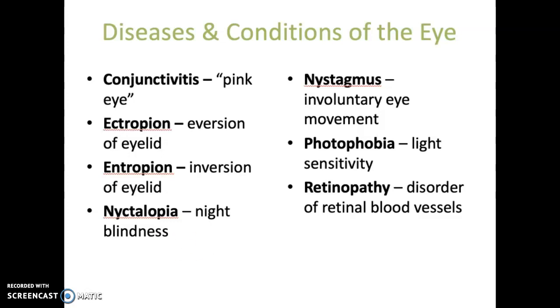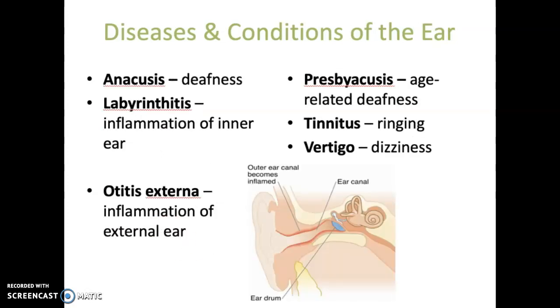Okay, and then a few associated with the ear and hearing. Anacusis is complete deafness. Labyrinthitis is inflammation of the inner ear. Otitis externa is infection and also inflammation of the external auditory canal. Presbyacusis is hearing loss due to old age. Tinnitus is a ringing in the ears, and vertigo is a sensation of a spinning motion. So it results in dizziness.